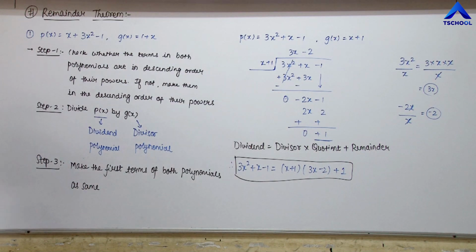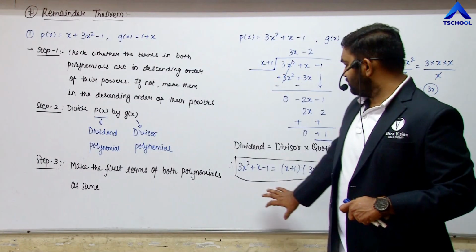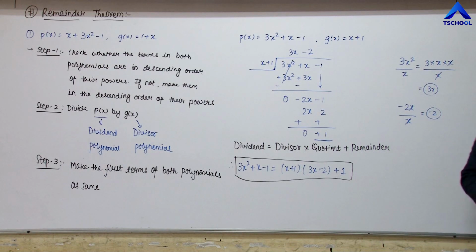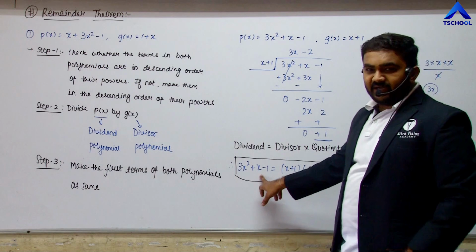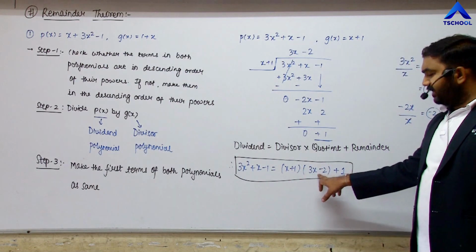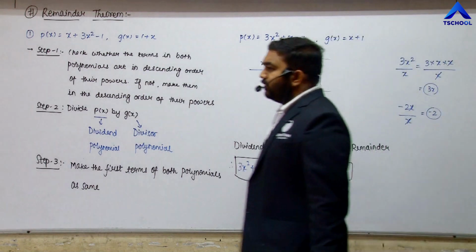Note, very important thing, friends: all these terms, dividend, divisor, quotient and remainder, are all four polynomials. Yes or no? See, dividend is a quadratic polynomial, divisor is a linear polynomial, quotient is again a linear polynomial, and remainder is a constant or a zero polynomial.